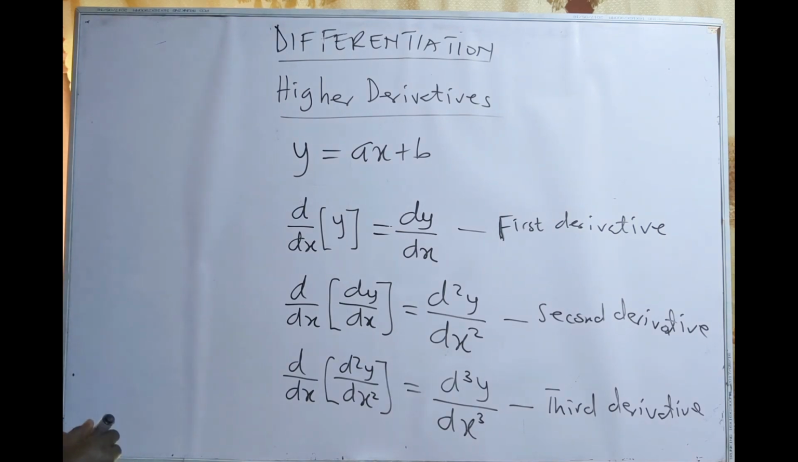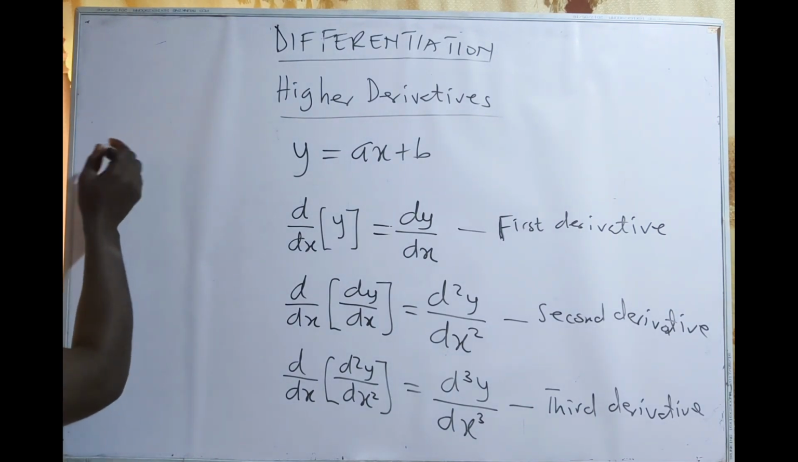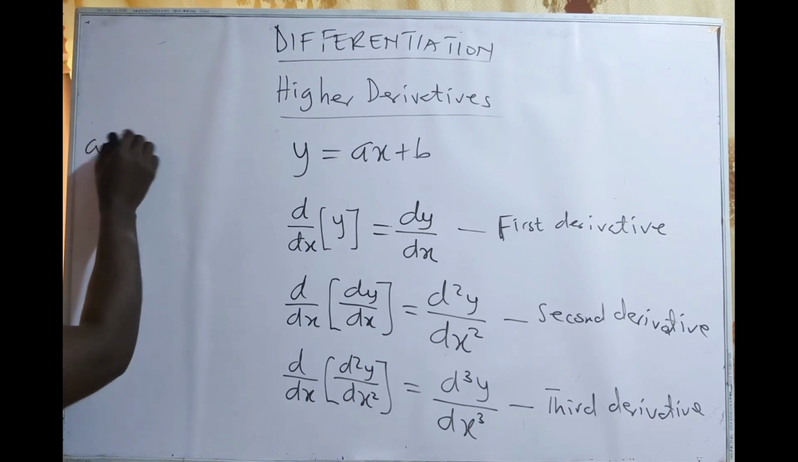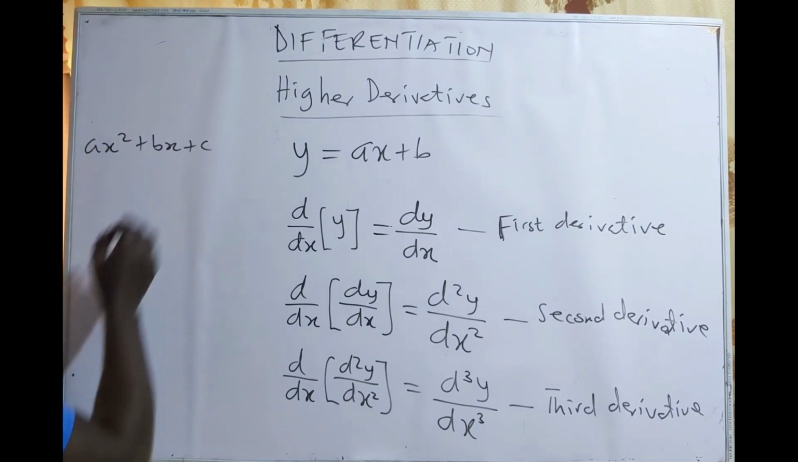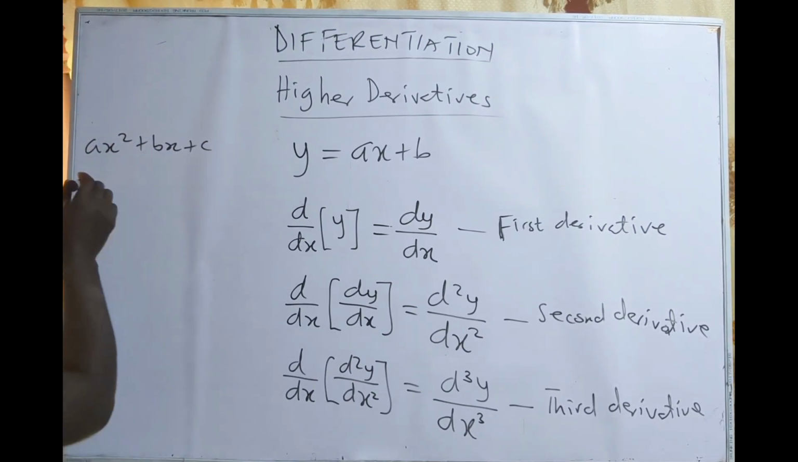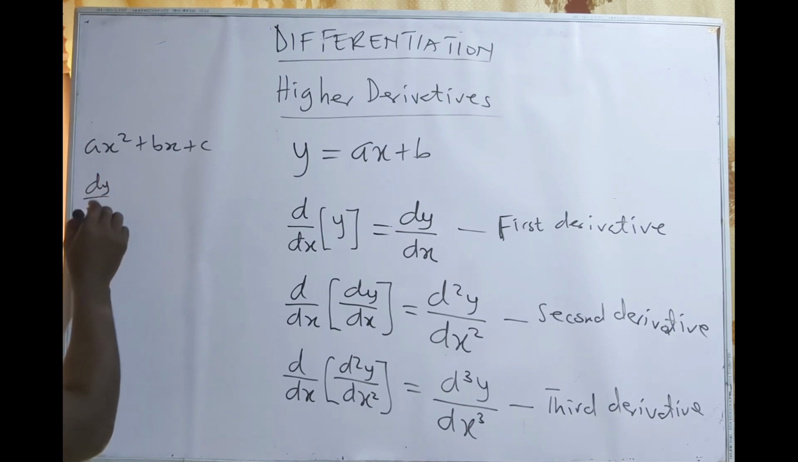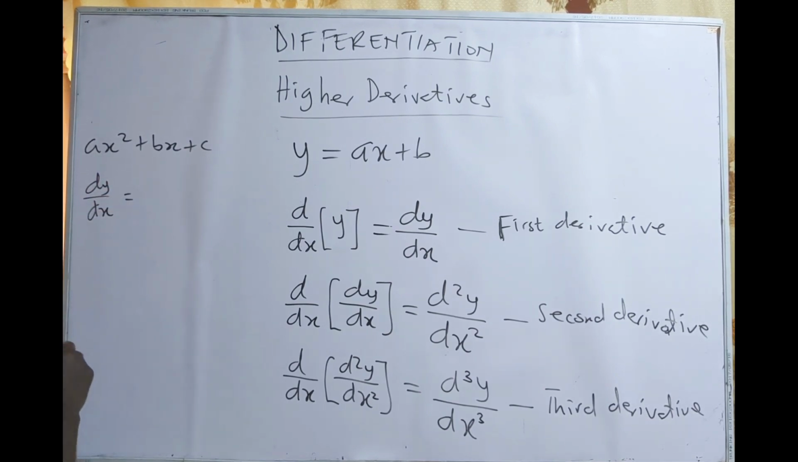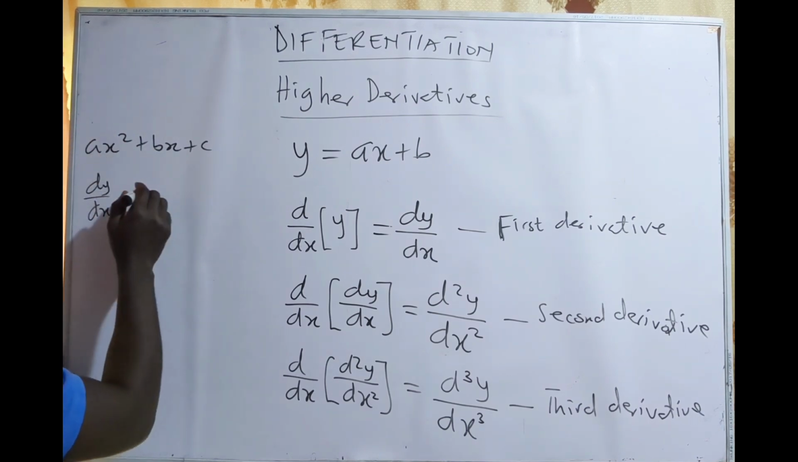Let's take, for instance, a quadratic. If you differentiate a quadratic, dy/dx, the quadratic will become linear. Take note of that. So 2 multiplied here gives me what?